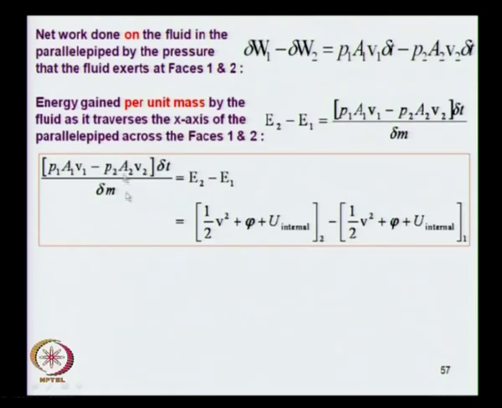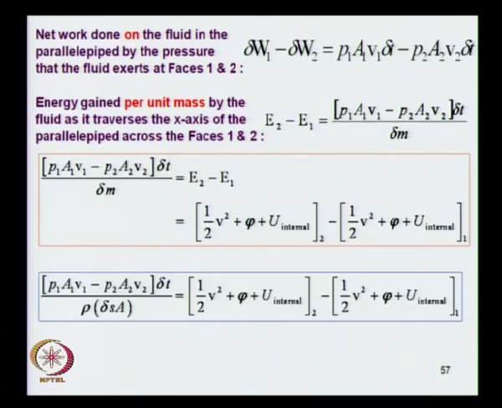So, this is the total energy E on the phase 2 minus the corresponding energy on the phase 1. So, this is the difference E2 minus E1, and this is what appears as the energy gained per unit mass by the fluid as it traverses the x axis when the liquid passes from left to right from phase 1 to phase 2. So, here we go, we have just written that relationship.